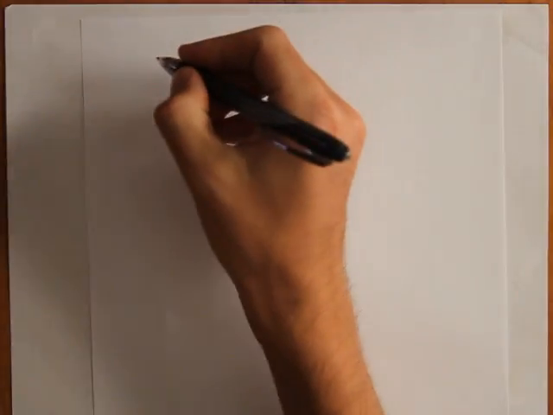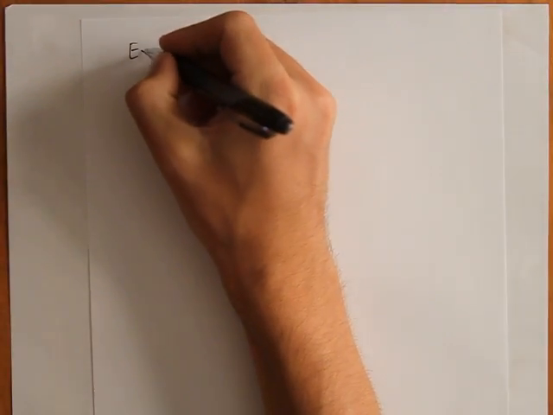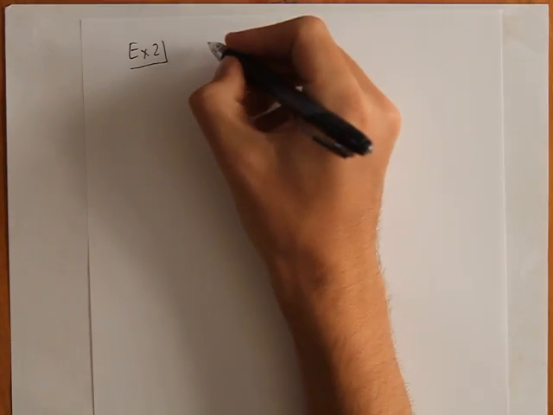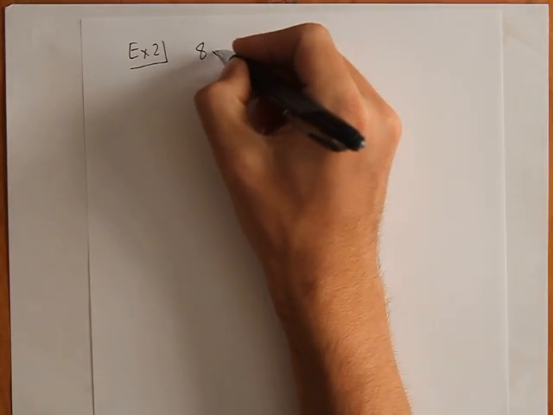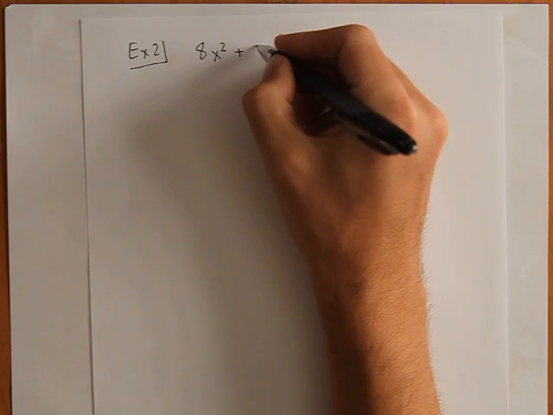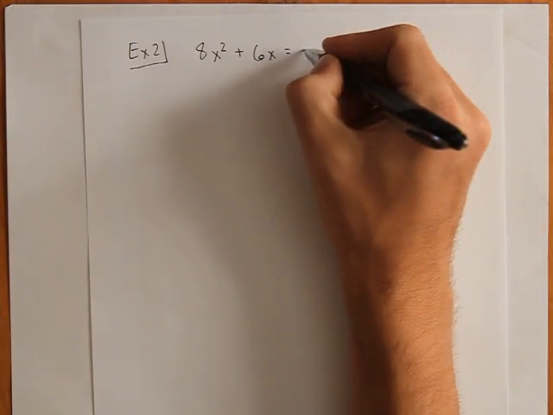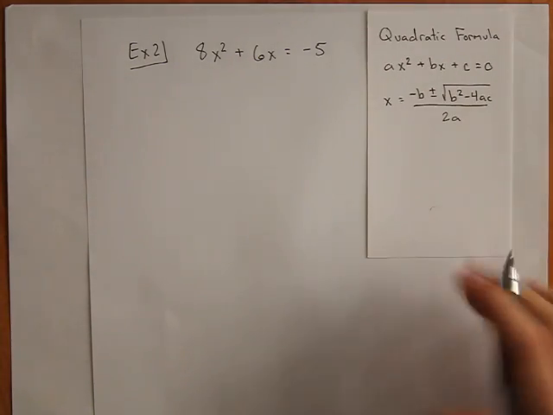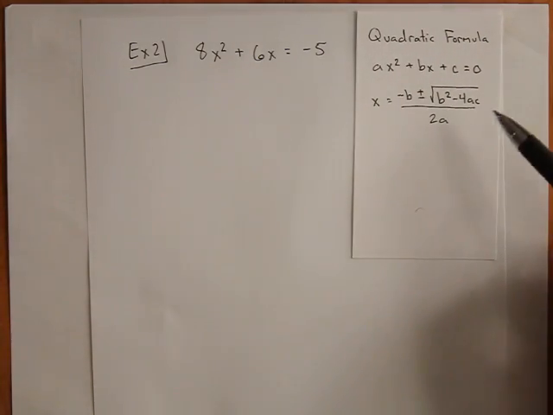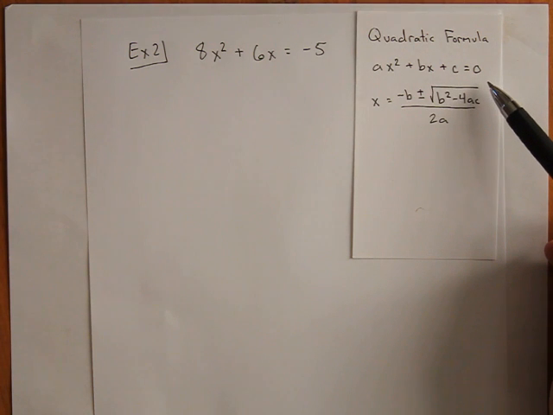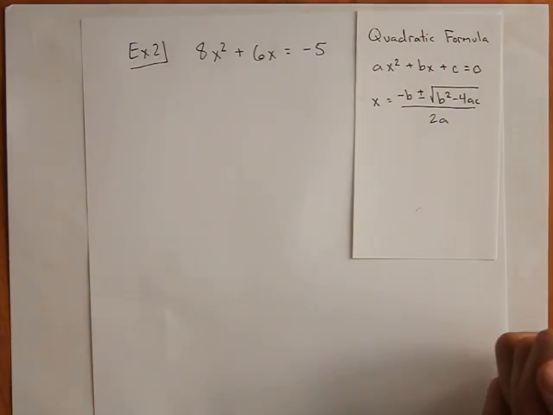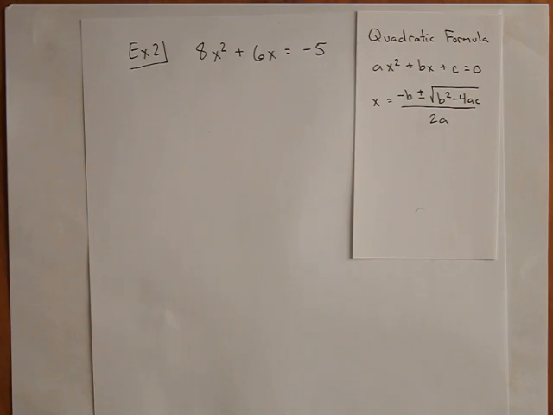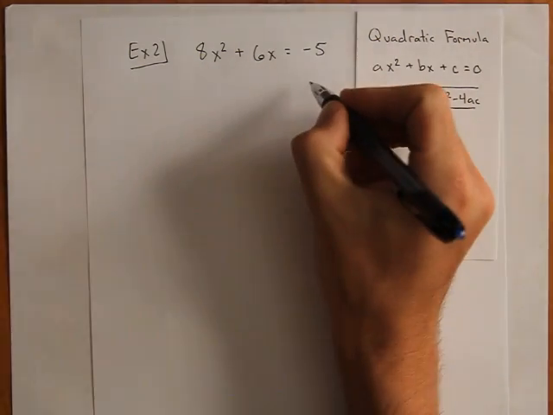And this one's going to give us a little bit of a trick as we finish. So, example 2, I'm going to have 8x squared plus 6x equals negative 5. Okay? So as a reminder, here's our quadratic formula over here. You can see our formula, and the first thing we need if we're going to use it is for the equation to be equal to 0. So the very first thing I'm going to do is add this 5 to both sides.